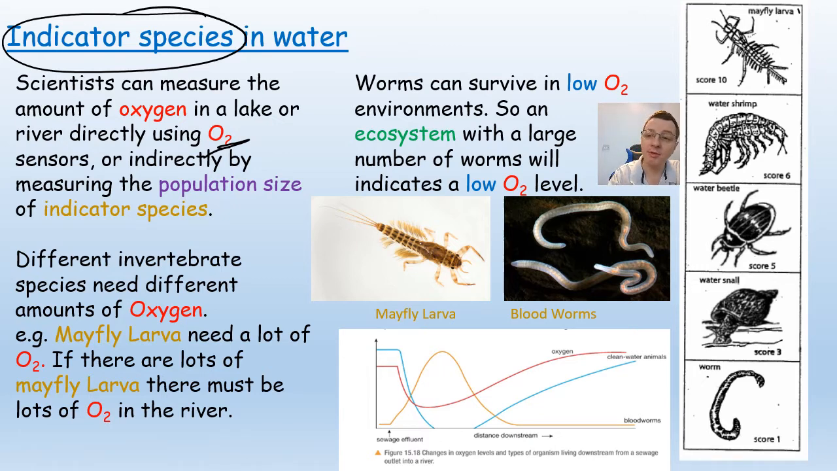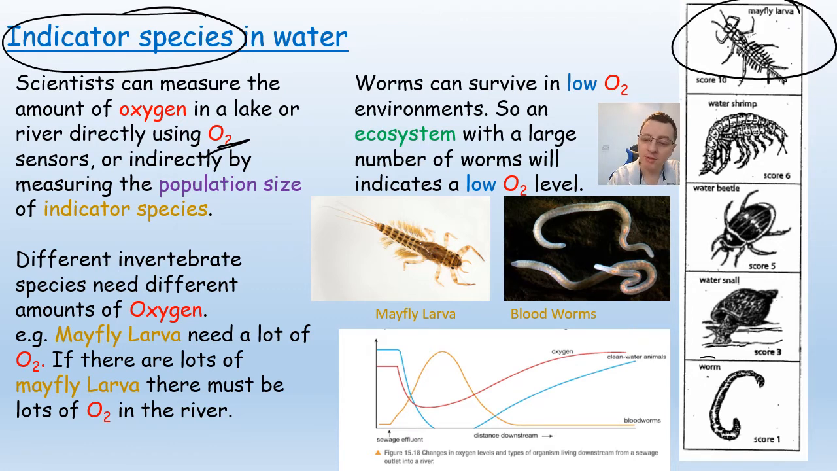Now, different invertebrate species need different amounts of oxygen to survive. For example, a mayfly larva here will need a large amount of oxygen to survive. So if you sample an environment and you find a large amount of mayfly larvae in that environment, it indicates that there must be a lot of oxygen dissolved within the water of that river system.